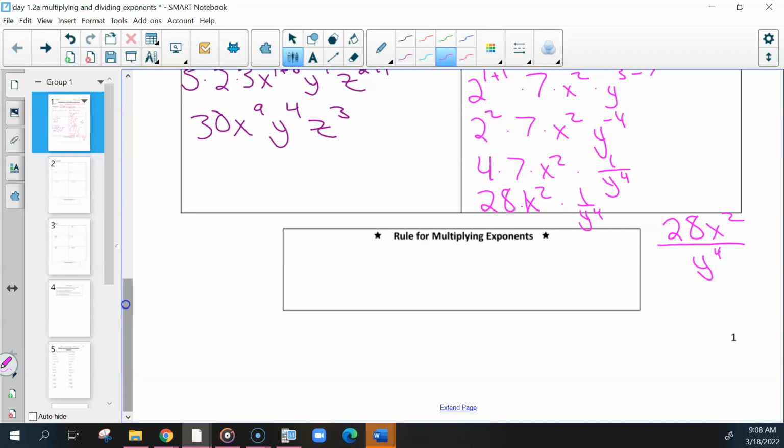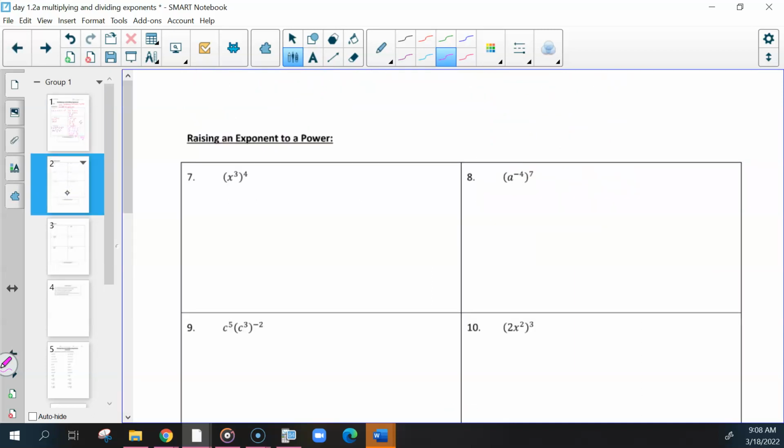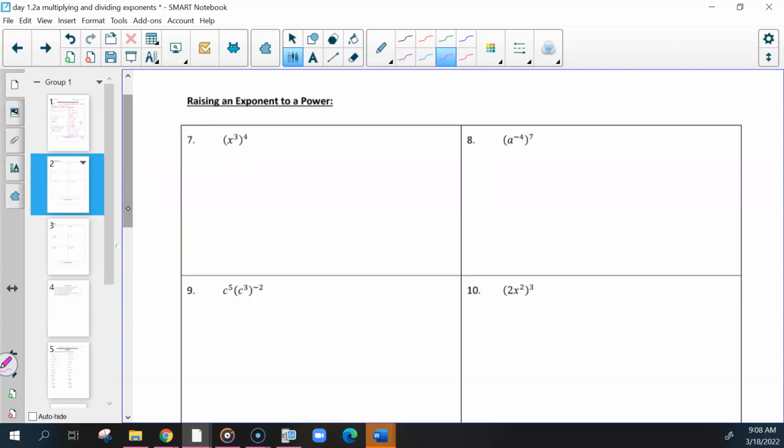On to the next rule. Now we are raising an exponent to a power. So again, we're going to go back to expanding until we figure out the rule. If you know it already, pull that up. So for x to the third to the fourth, this would be the equivalent of x to the third times x to the third times x to the third times x to the third. And I could expand that even further because I know x to the third is x times x times x.